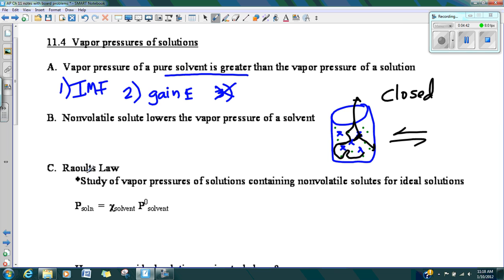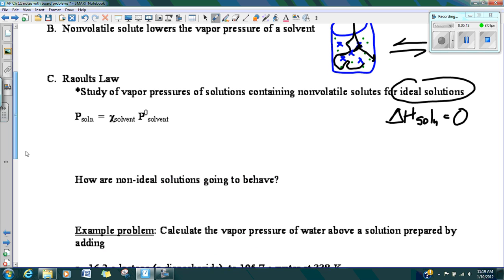So another way to study this is Raoult's law. As you can read, it says a study of vapor pressures of solutions, remember solute and solvent, containing a non-volatile solute for ideal solutions. Now, if we have an ideal solution, what that means is that my change in heat of my solution is actually equal to 0. So what you have is you have these two parts. There's not any interaction. My solute and solvent, I don't know if you guys still use this term or not, but they're just kind of chilling in there. They're just chillaxing. They're just by each other.